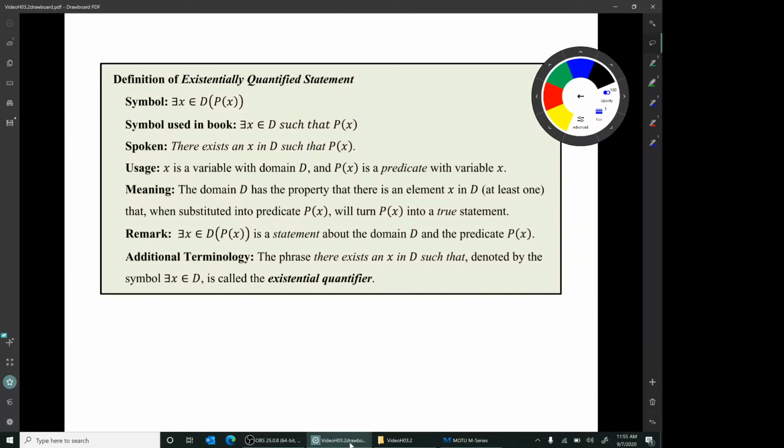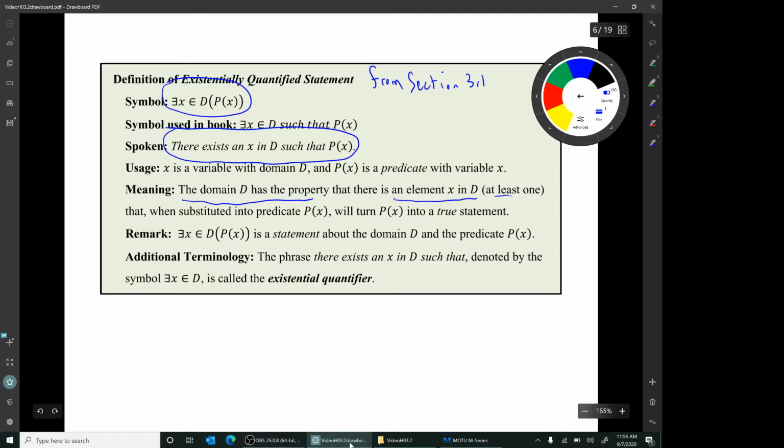And finally, in section 3.1, we also discussed the existentially quantified statement, which has this symbol, spoken, there exists an x in D such that P of x. What it means is the domain D has the property that there is an element in D, at least one, that when you substitute it into P of x will make P of x a true statement.